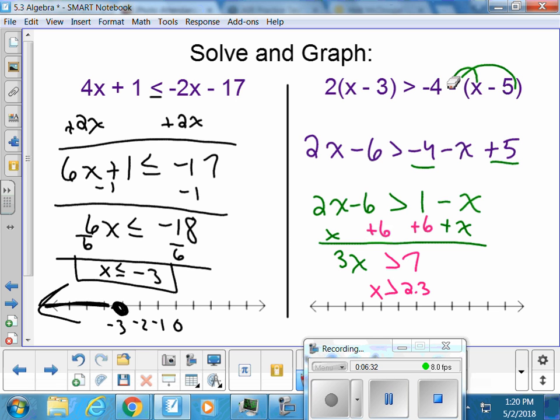Now, some people remember the number line, and some people did not. Actually, only 2 people remember the number line. Go up to 2, go somewhere between 2 and 3, make an open dot, and shade it up. Okay?